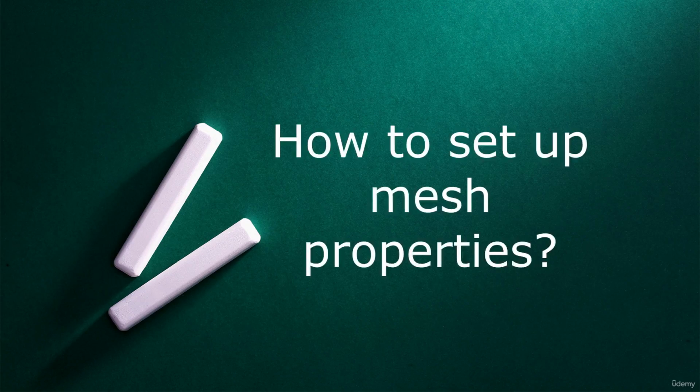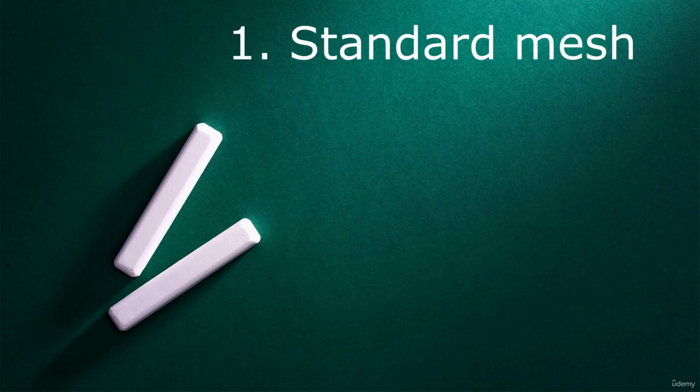This is a guide on how to choose the type and the properties of the mesh to be sure that the analysis is correct. Number 1. First, go with standard mesh and default properties. If this mesh gives you good results, you can continue with running the analysis.